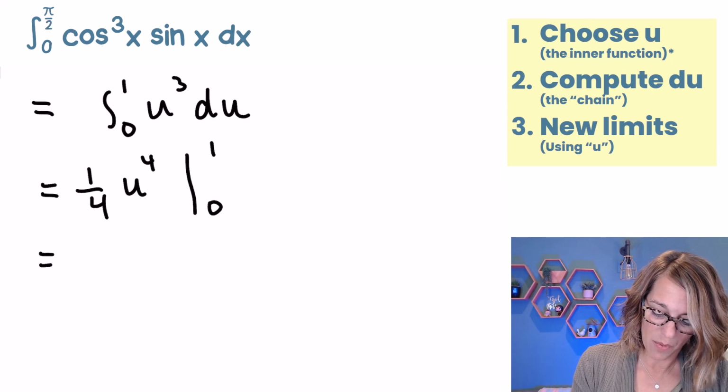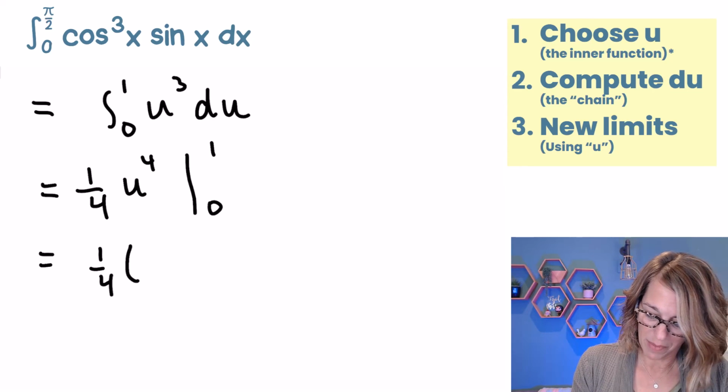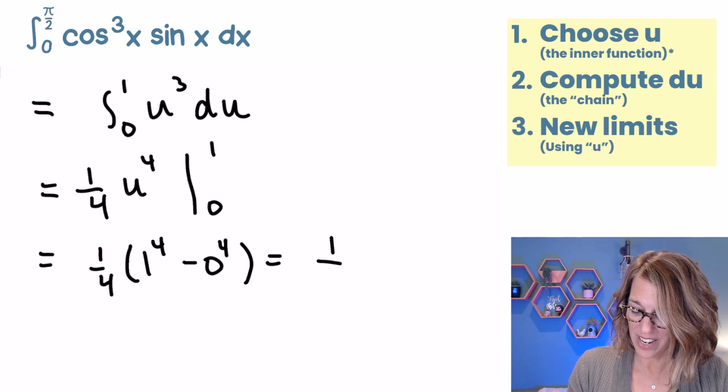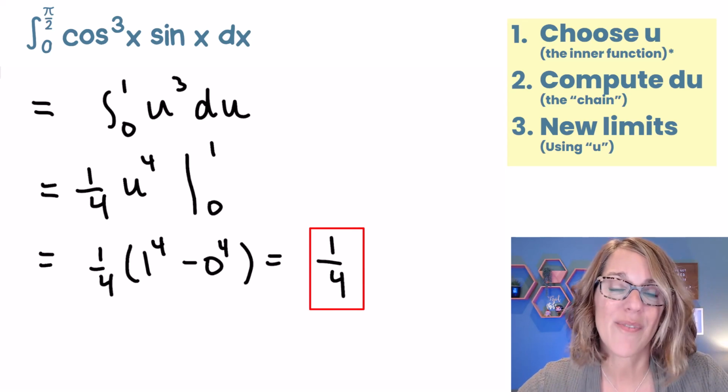So we have 1/4. Using my fundamental theorem of calculus, 1 to the 4th minus 0 to the 4th. 1 to the 4th is just 1, and we end up with our answer of 1/4.